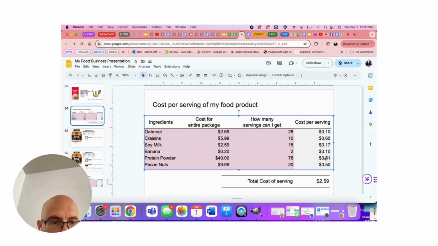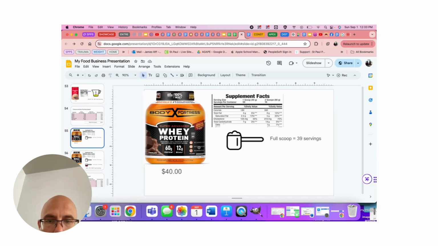Let's look at this protein powder here. See this protein powder? That's actually my highest. It costs me the most to use this protein powder. Well, let's go figure out why. Here's the protein powder I use, this big tub of it. I buy it for $40 per tub. And if you look on the back here, you're going to see serving size is 1 scoop. So here's that scoop. And I can get 39 scoops per tub. So I could dig into this tub 39 times.